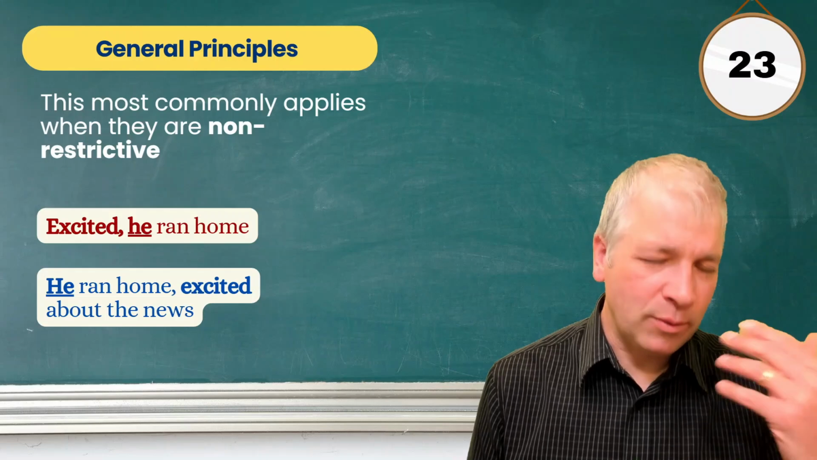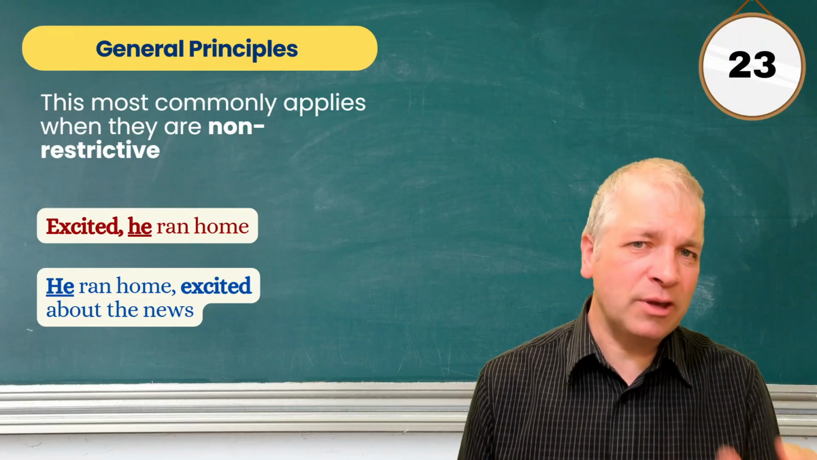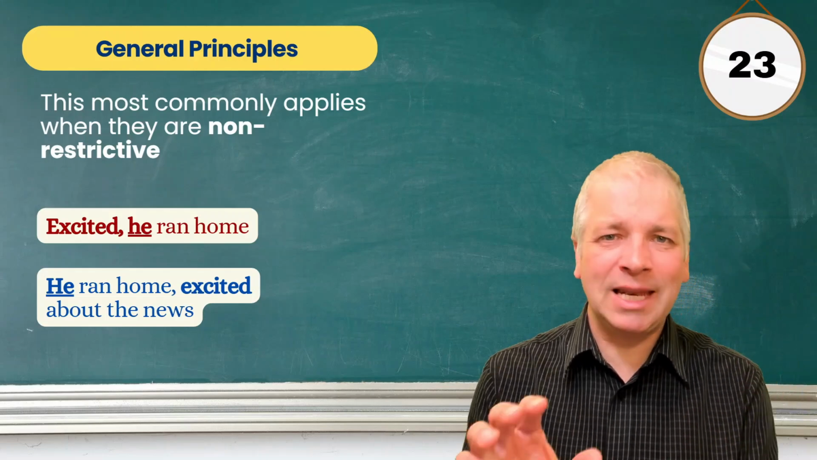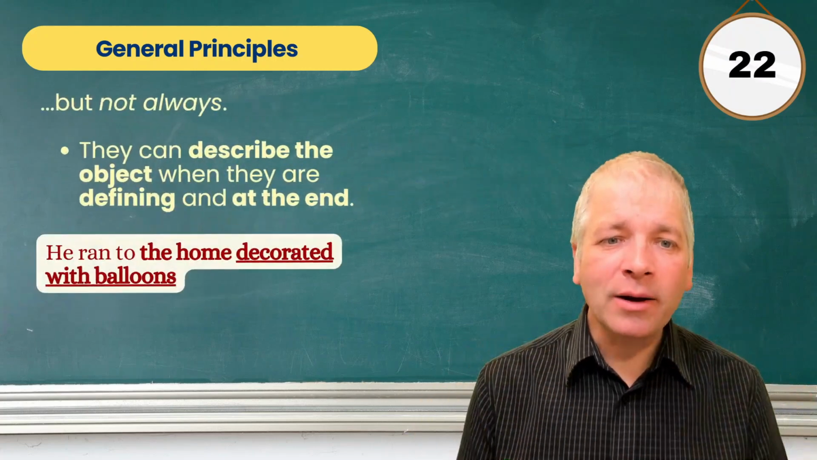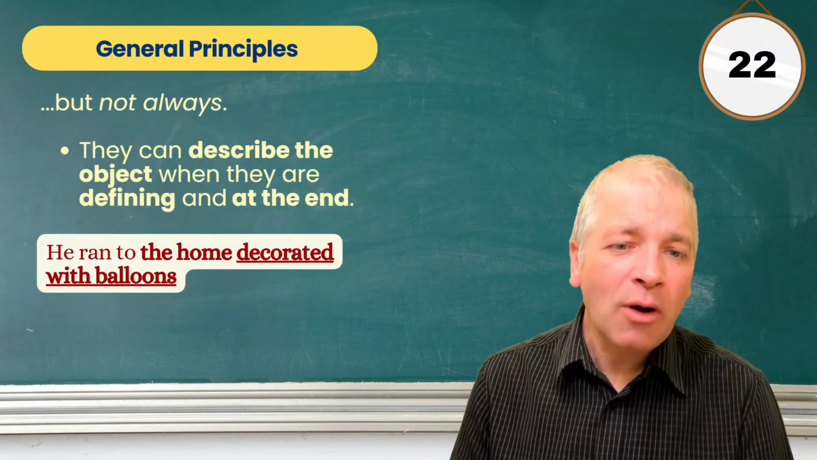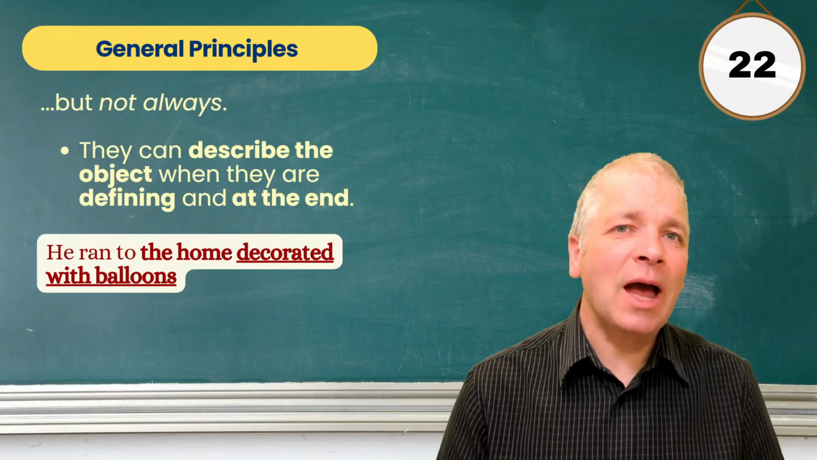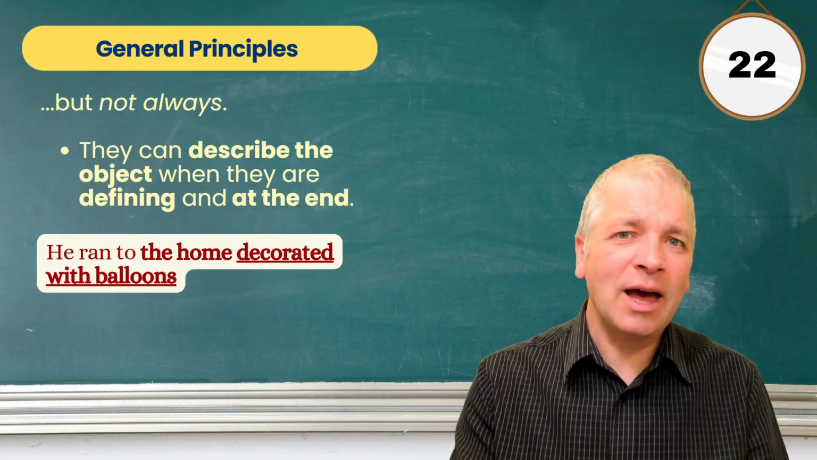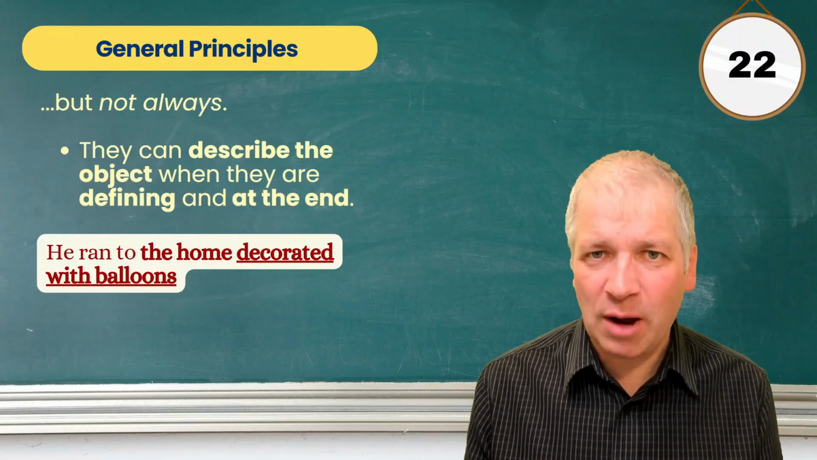And this is where it's most common for the position of the participle to shift between the beginning and the end. But if they describe the object and they are defining and at the end, then they don't describe the subject.